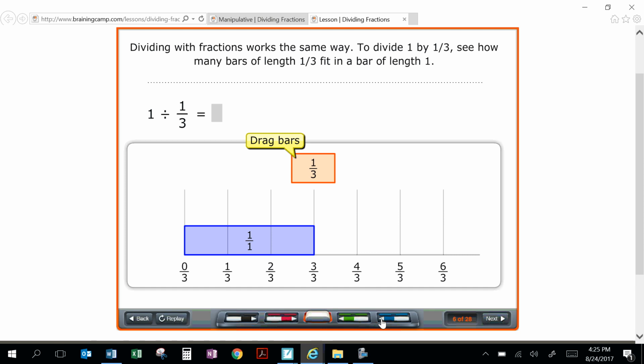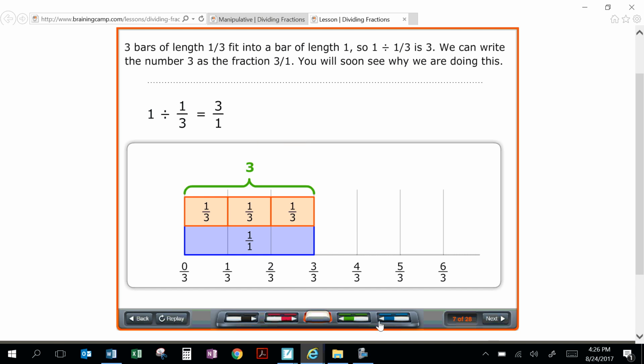To divide 1 by 1/3, see how many bars of length 1/3 fit in a bar of length 1. And let's see, I'm going to drag this. Let's make a prediction. How many groups of 1/3 fit into one whole? Hopefully you said 3. 1 group, 2 groups, 3 groups. 1/3 plus 1/3 plus 1/3 is 3/3 or one whole. 3 bars of length 1/3 fit into a bar of length 1. So 1 divided by 1/3 is 3. We can write the number 3 as the fraction 3 over 1. You will soon see why we are doing this.